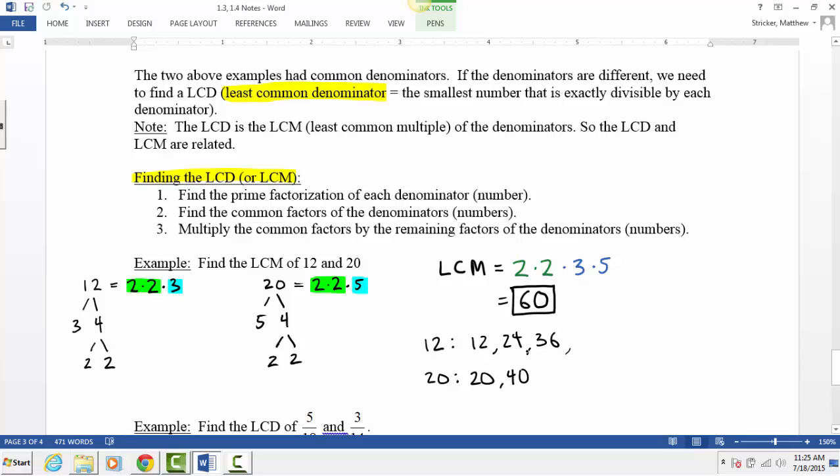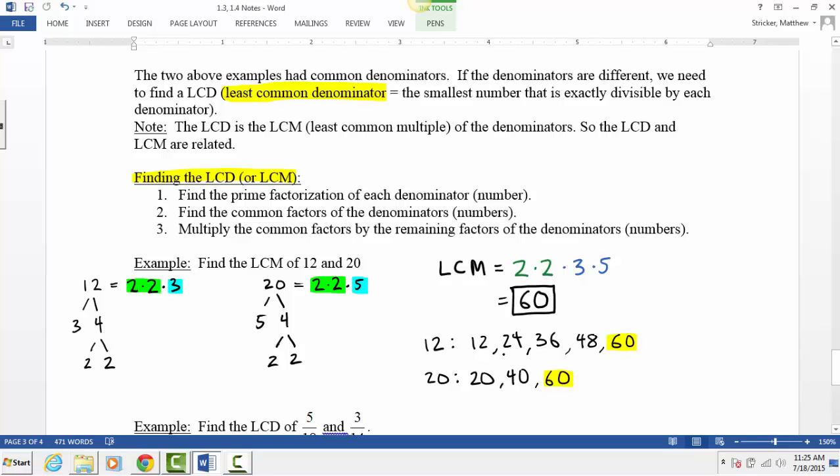None of these are the same yet. 60, maybe do some more here. 48, 4 times 12 is 48, 3 times 12 is 36. The next one would be 5 times 12, which is 60, and then lo and behold, look what we have here. That 60 is the least common multiple. It's the smallest number that both 12 and 20 will divide into.